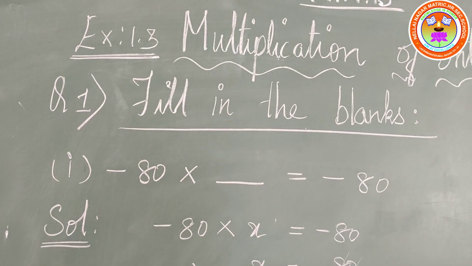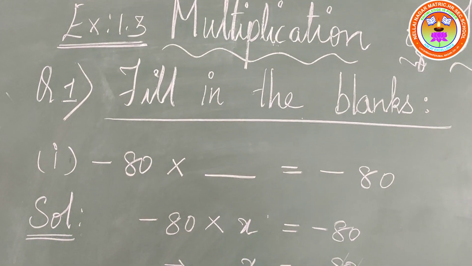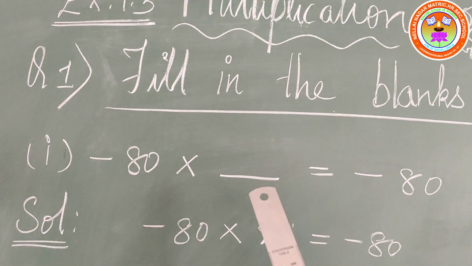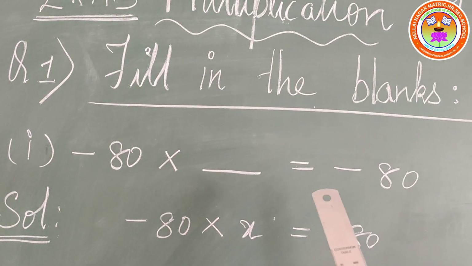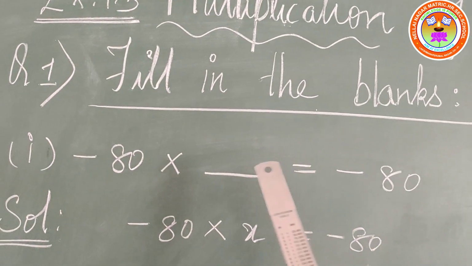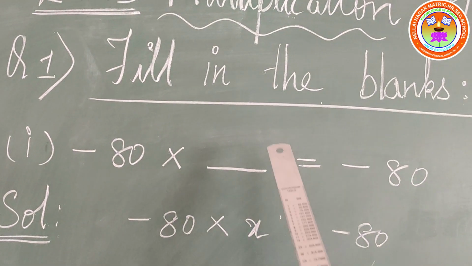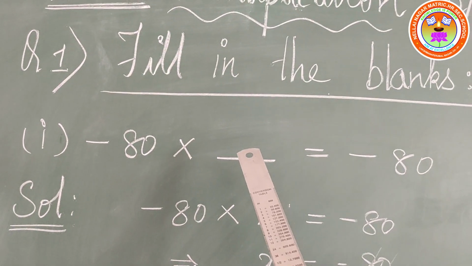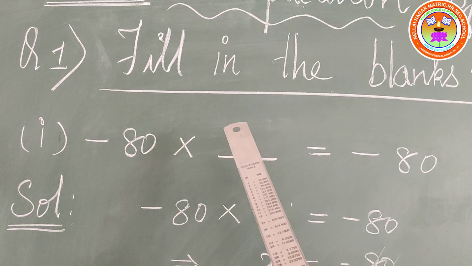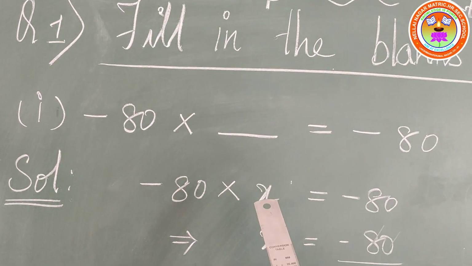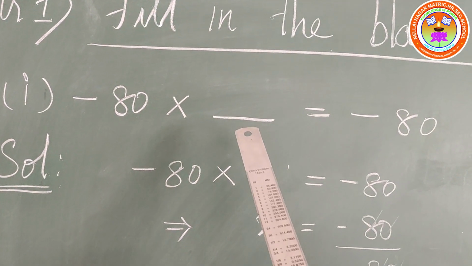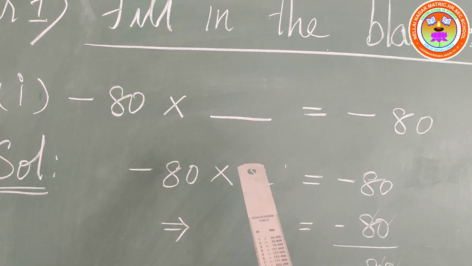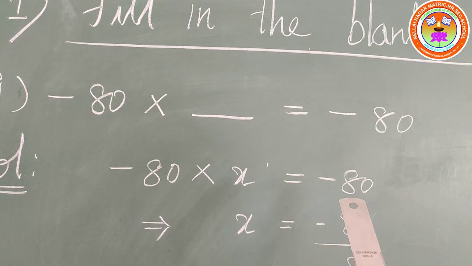The first question is fill in the blanks. First one, minus 80 into a blank is given, that is equal to minus 80. So I have to find what answer should be written in the blank. Okay, so that value is unknown to me. Now in the solution I am going to take this unknown value as x. So in the blank space I am going to write it as x. Minus 80 into x is equal to minus 80.